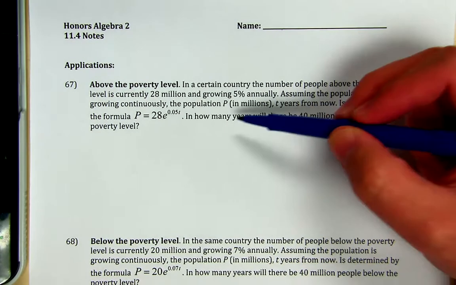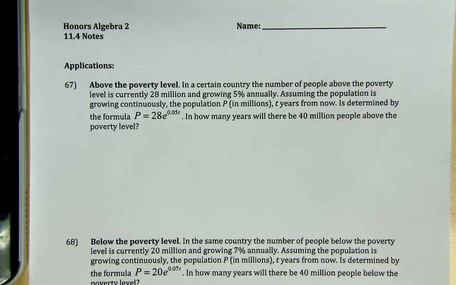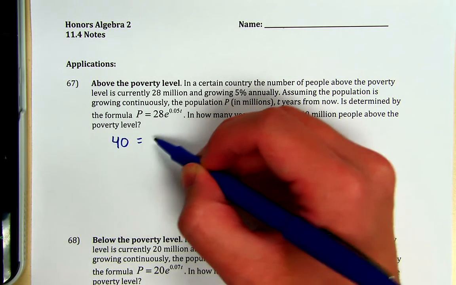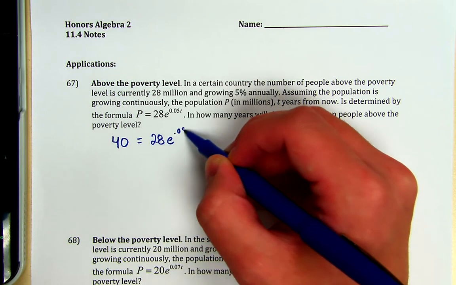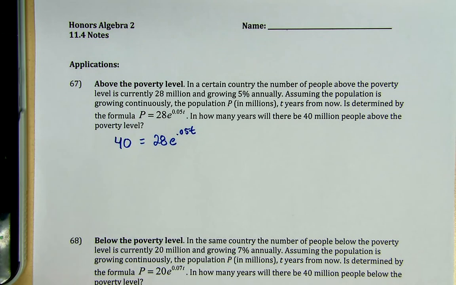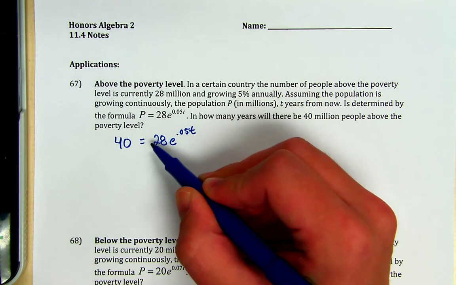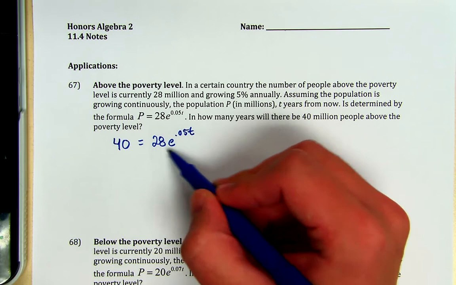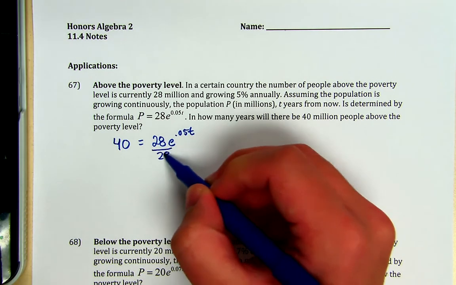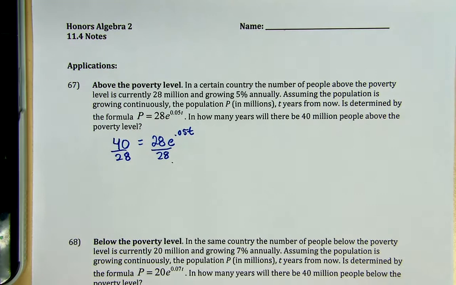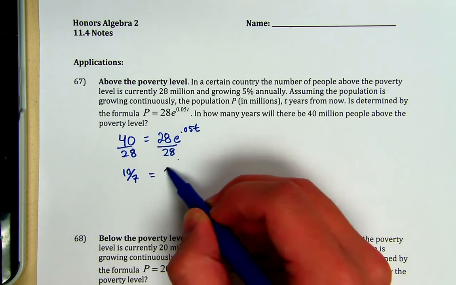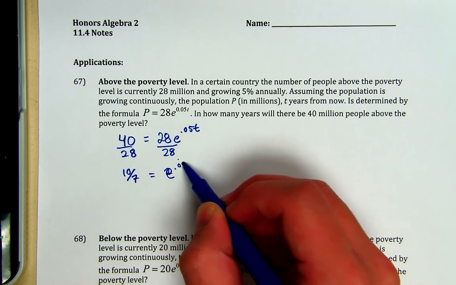So first, this asks, how many years will there be 40 million people above the poverty level? So the population will be 40 million. So 40 million people equal to 28e^0.05t. Again, we've seen formulas like this when we were trying to find time before. To do that, we need to get this exponent down, so we need to take natural log. But in order to do that, I want to make sure that e is isolated first. So divide both sides by 28 to start. I'm actually going to reduce that fraction to 10 sevenths. So I have 10 sevenths equals e to the 0.05t.